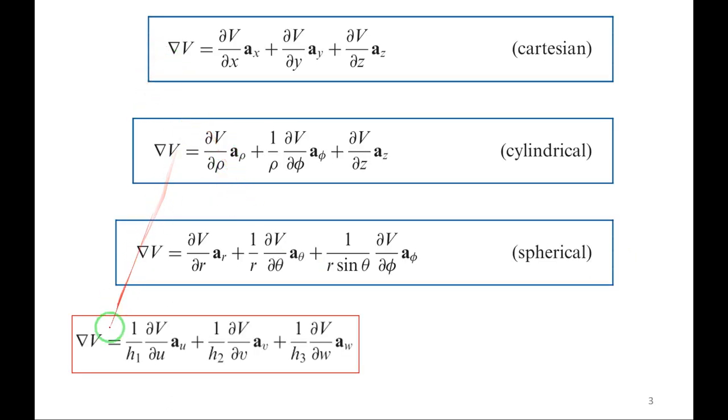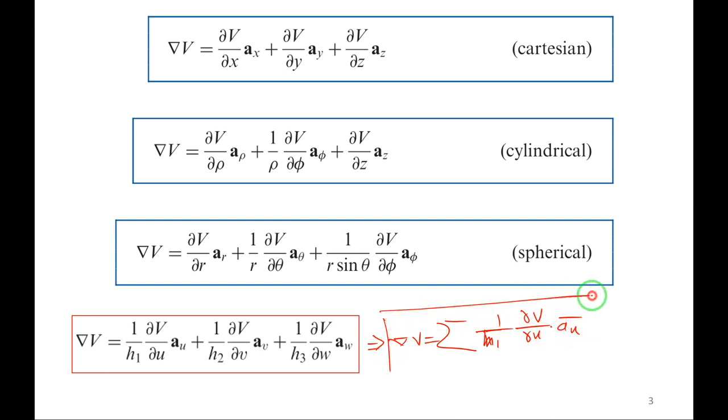Del V, the general formula: del V is equal to the summation of 1 by H1, dou V by dou U into AU. This has been expanded here. You can remember this, but we don't need it. Easily, I will tell you how to remember this. For divergence, this kind of formula is required, but here it is not at all required.